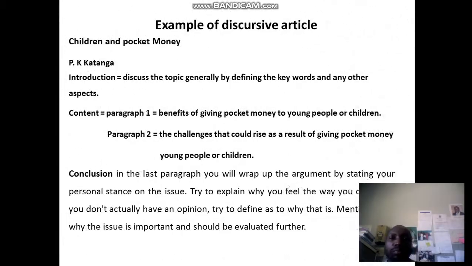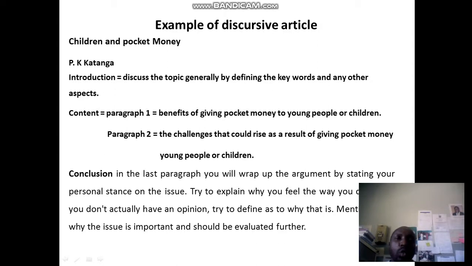Now, let's look at this example of a discursive article. In this case, children and pocket money is our topic. The author is P.K. Katanga. After the topic, you skip a line, then you have your author's name. In this case, P.K. Katanga is our byline. Then from there, the introduction.